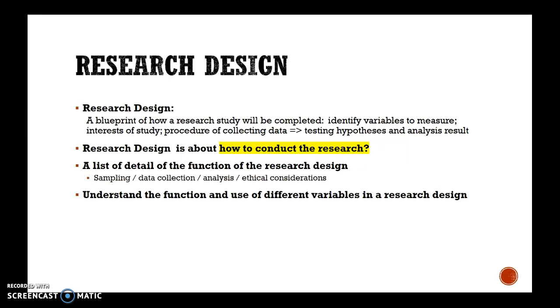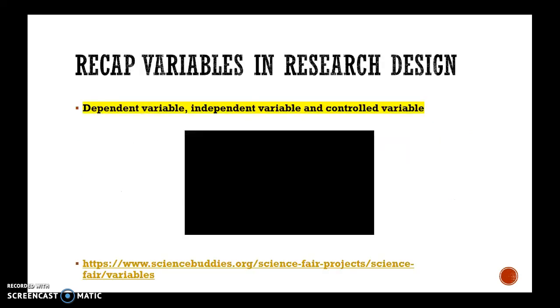In a research study, we're going to answer questions like how to sample data, how to do the data collection, how to analyze data, and also what needs to be concerned about ethical issues within the study. Before moving forward, we need to understand a few concepts of different types of variables in research design, which we already touched a little bit, but I want to recap the concept.